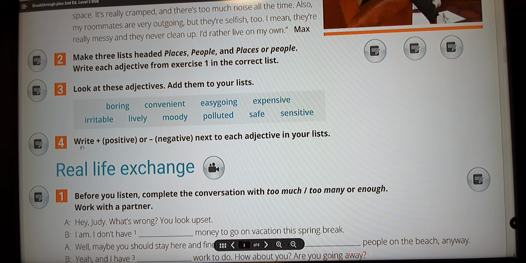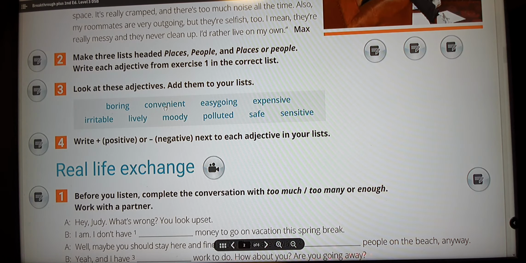In number 4, it asks you to write positive or negative next to each adjective in this list. Boring. Is that a positive or a negative adjective? Well, nobody likes to be bored, so it must be negative. Convenient. Convenient is a positive adjective.